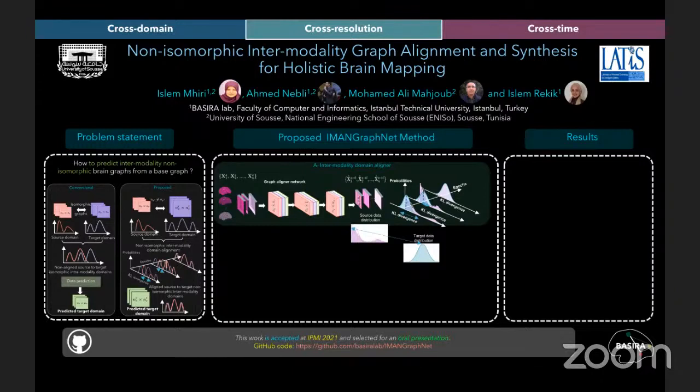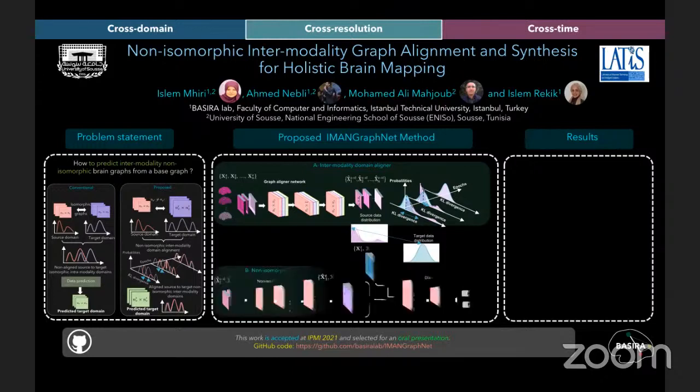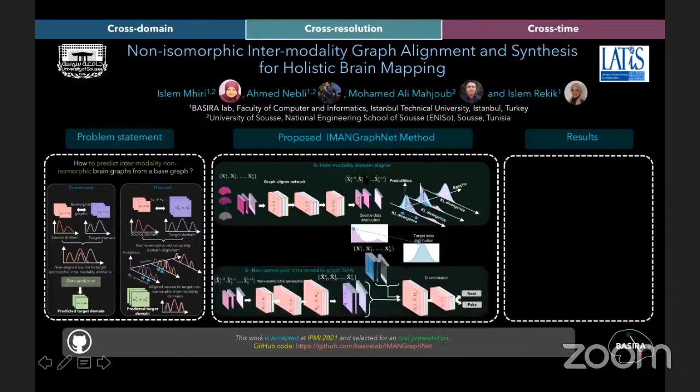If they are living in completely different spaces, that's a difficult problem to solve. But if you map them and align their distributions, it will be straightforward and easier to do the prediction. So here what we did, after we aligned all of these graphs, now if you plot the distribution of their edge weights, it will be aligned to the target one. So the purple is aligned to the blue.